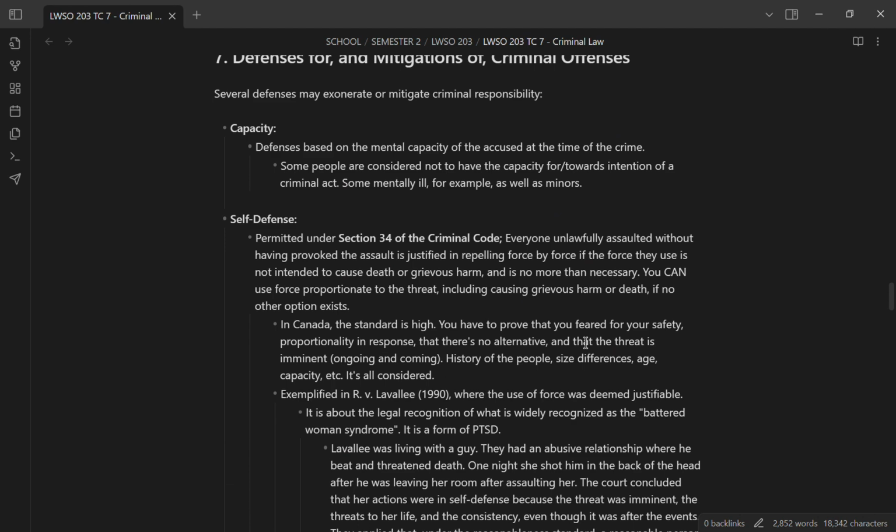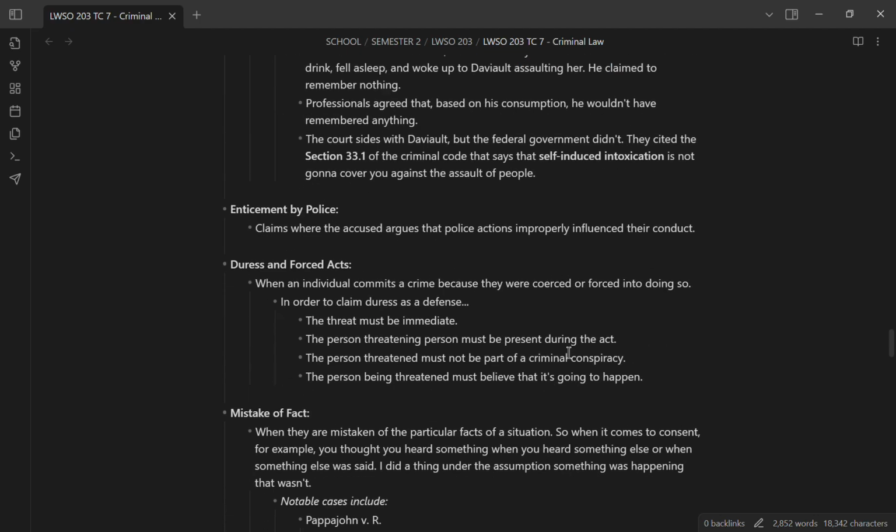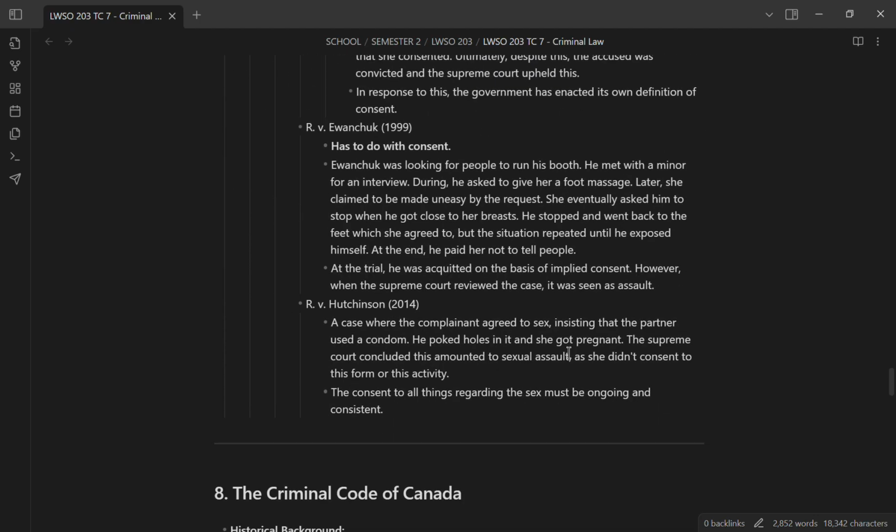So, again, we had capacity. These are the defenses, right? Defenses and mitigations of criminal offenses. We have capacity, self-defense, intoxication, enticement, duress, and mistake of fact.